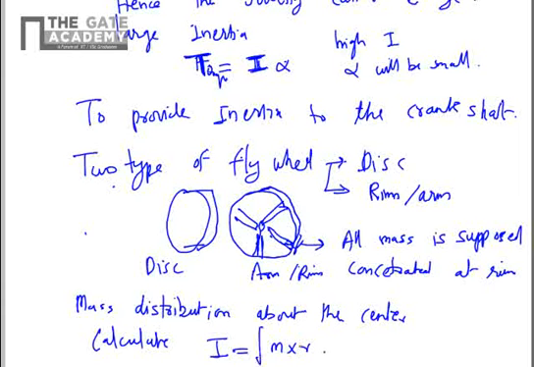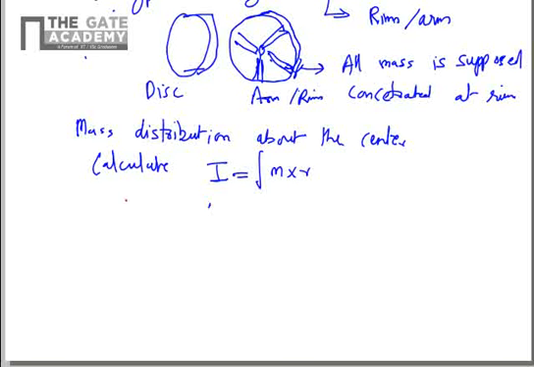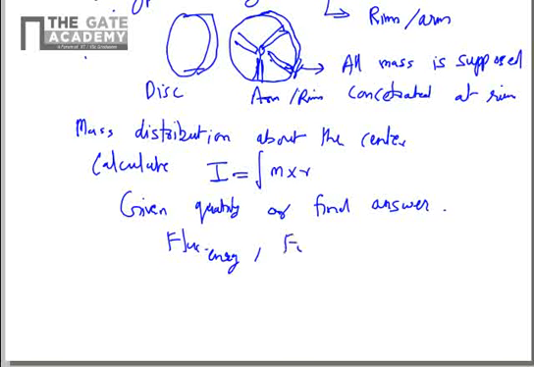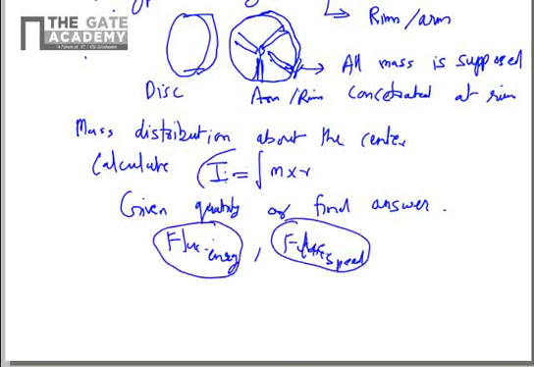Mass into radius squared, integrated over the whole domain. Okay. So this will be a given quantity, or you will be asked for it as a final answer in some cases. So in some cases, you will know the fluctuation of energy and fluctuation of speed, and you will be asked to find out I. In some cases, the energy fluctuation and I will be given, and you will be asked to calculate the fluctuation of speed. So basically, we have three quantities, and we want to know the relation between these three.